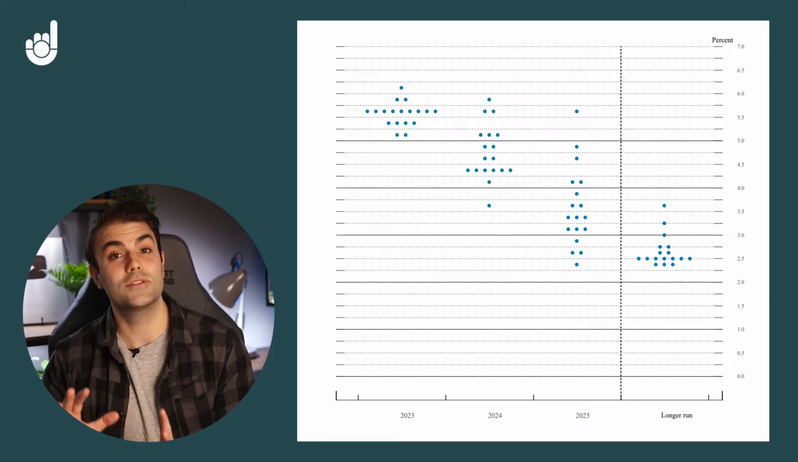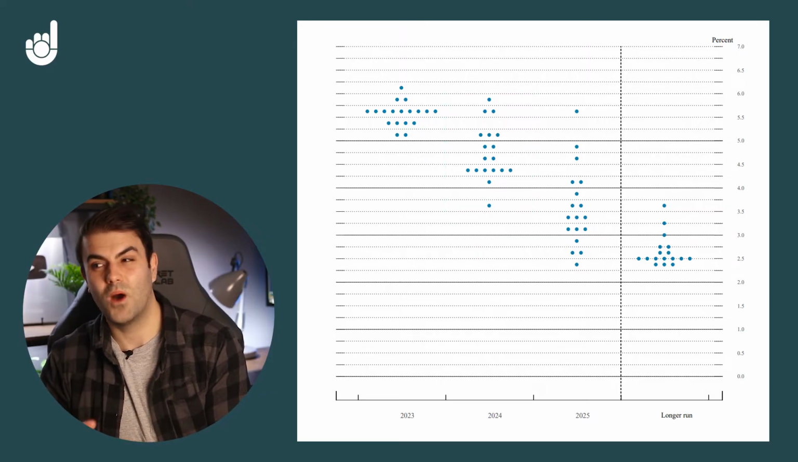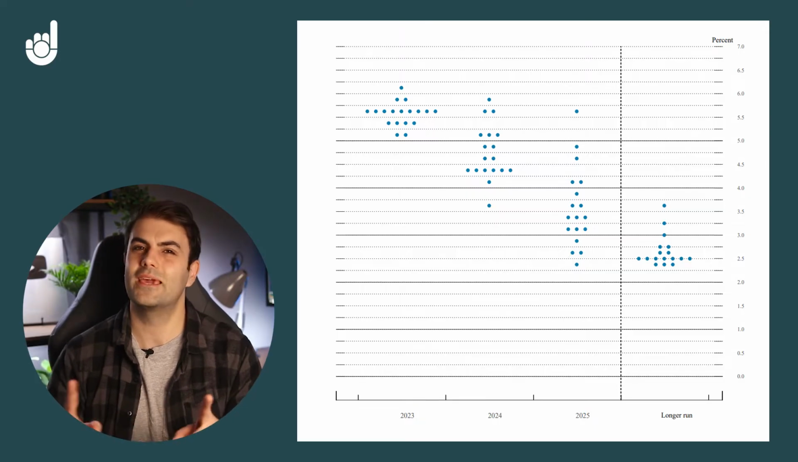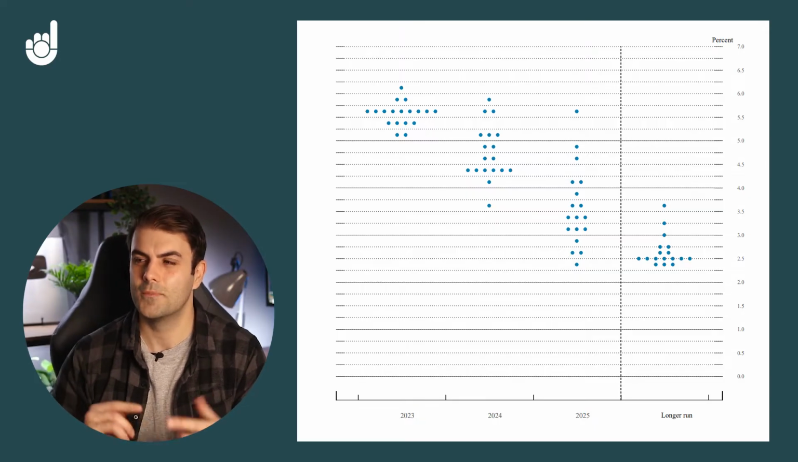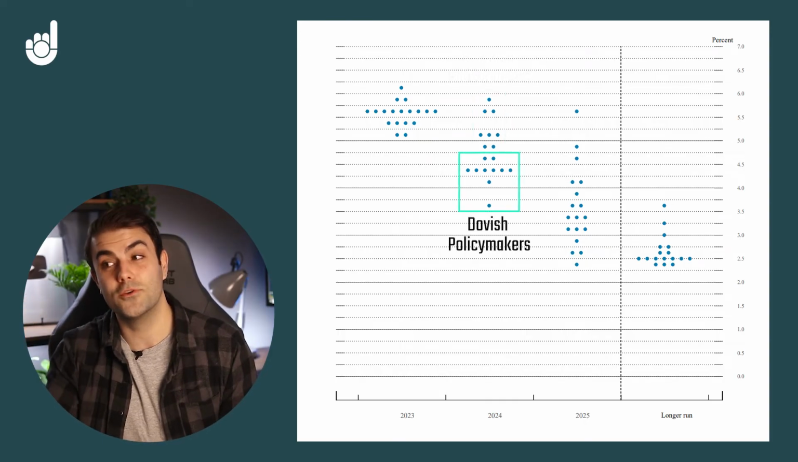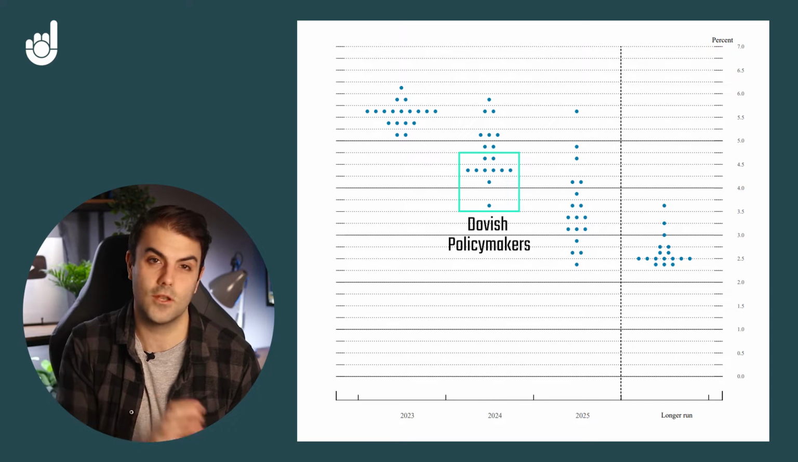However, the dot plot is anonymous, so while we don't know which dot belongs to which policymaker, we might be able to make an educated guess, because those who are more hawkish are likely to represent higher dots, while those who are dovish are likely to represent the lower dots.